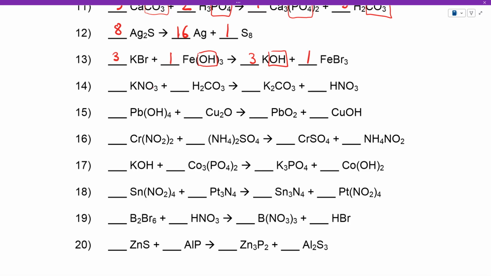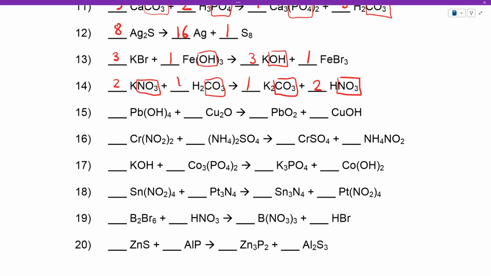Next, KNO3 plus H2CO3 yields K2CO3 plus HNO3. We see these polyatomic ions, they don't separate. This is, again, a double displacement reaction. So over here we have 2 potassiums. So let's smash that by putting 2 over here. So we'll get 2 potassiums as well. 2 NO3 over here now, but over here we only have 1. So let's put a 2 here. 2 hydrogens, it already matches. And 1 CO3, and 1 CO3 over here as well, so that already matches.